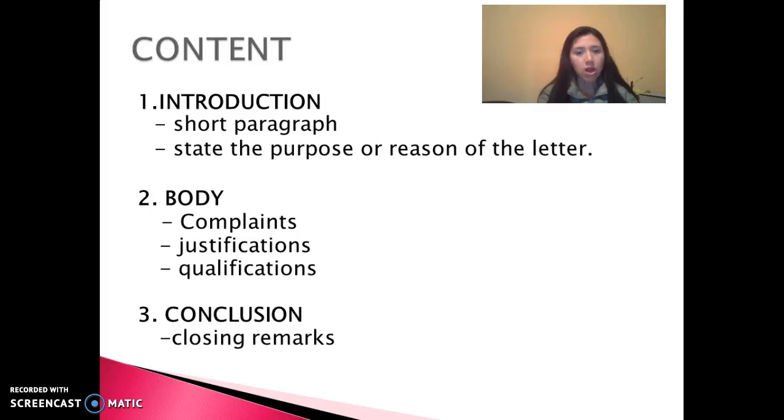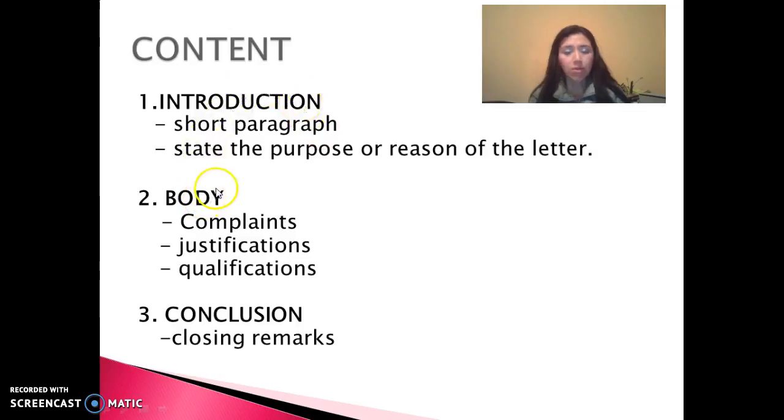The content is the next aspect. It consists of 3 main parts: an introduction, a body, and a conclusion. For the introduction, you need to keep in mind that it is a short paragraph where you state the purpose or reason of the letter. So this will be like a thesis statement.